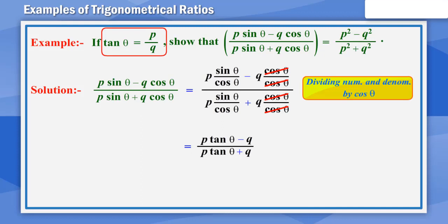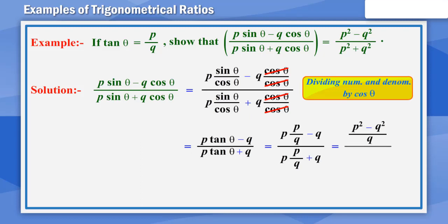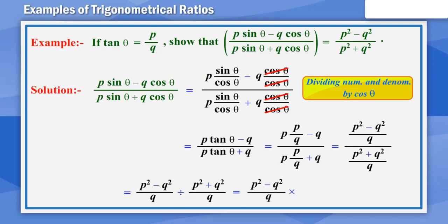As given in the question, tan theta is equal to P by Q, so in place of tan theta we can write P by Q. So this becomes equal to P into P by Q minus Q upon P into P by Q plus Q. Taking the LCM, we have P square minus Q square by Q upon P square plus Q square by Q. This is equal to P square minus Q square by Q into, taking the reciprocal, Q upon P square plus Q square. Q gets cancelled with Q and we are left with P square minus Q square divided by P square plus Q square.